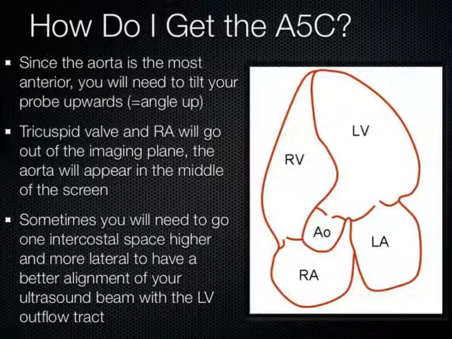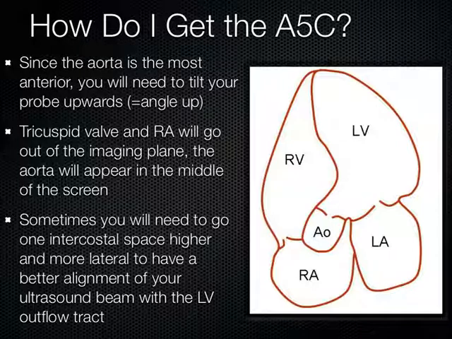Recall that that aortic valve is a little bit more anterior, so what we need to do is, once we're in the apical 4, we simply fan the probe a little bit more anteriorly and kind of tilt it up a little bit, and we should see that aortic valve jump into the middle of the screen. The tricuspid valve and right atrium kind of go out of the imaging plane while the aorta maintains itself right there in the center of the screen.